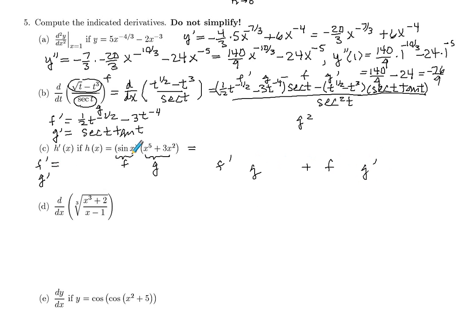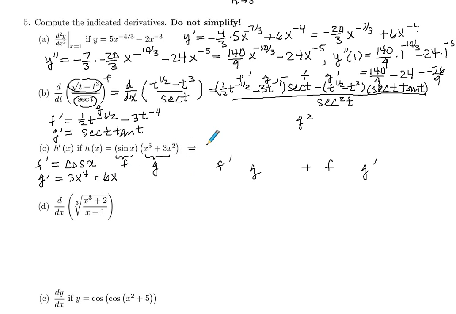So f prime, the derivative of sine x is cosine x. G prime, derivative of x to the 5th is 5x to the 4th, power rule. And then 2 times 3 is going to be 6, x to the 1st, decreasing our exponent by 1. So there's our f prime, g prime.